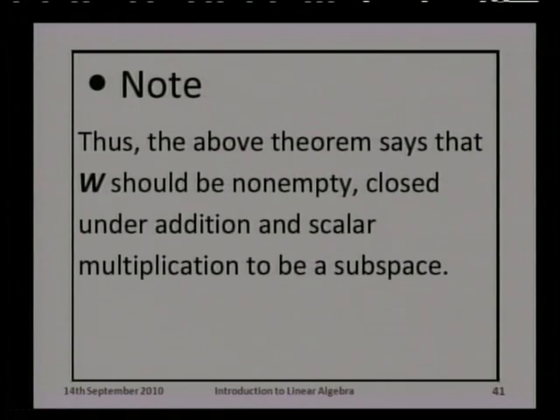Let us see. The above theorem says that W should be non-empty, that means at least the 0 element should be in W. It must be closed under addition and scalar multiplication. If these 3 things hold, then W is termed a subspace.